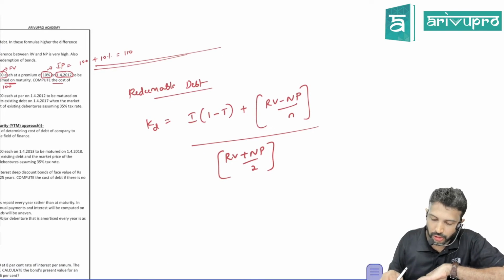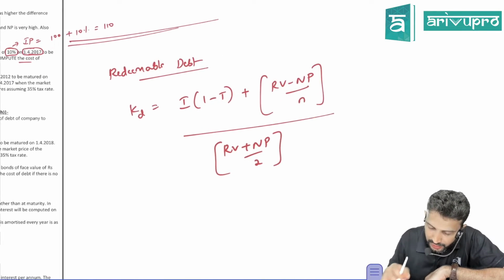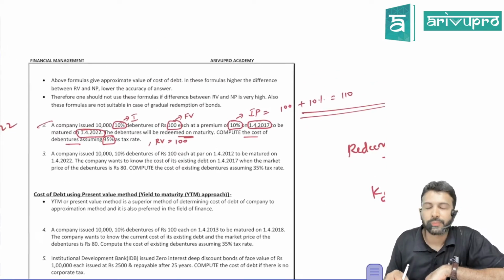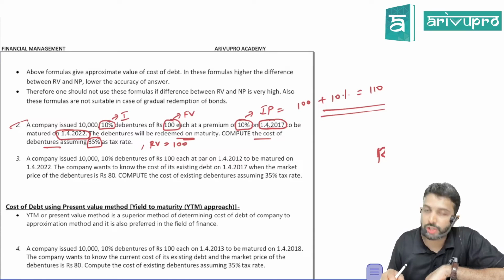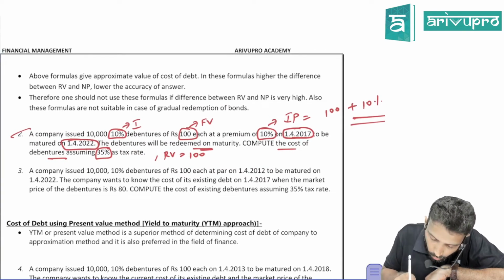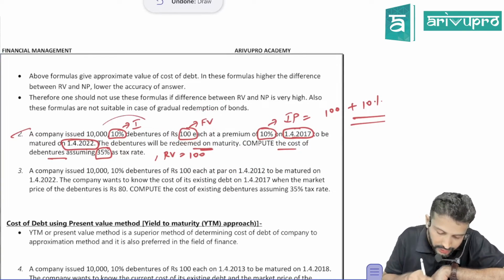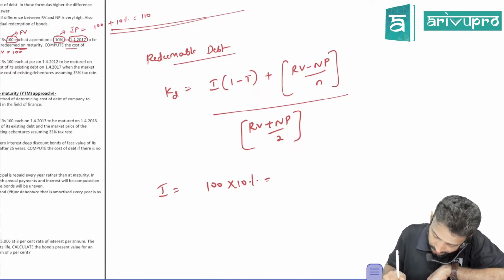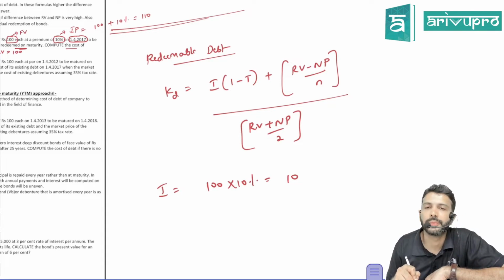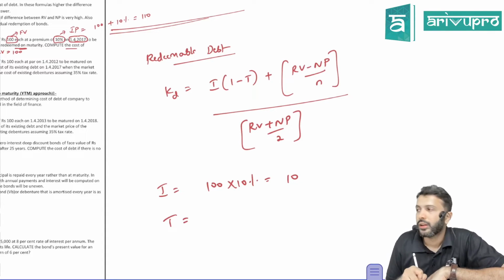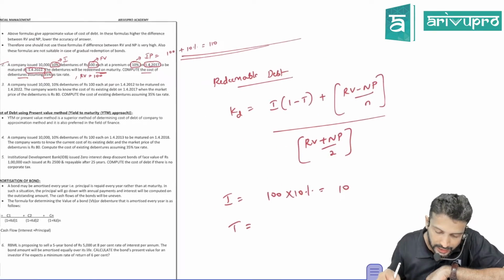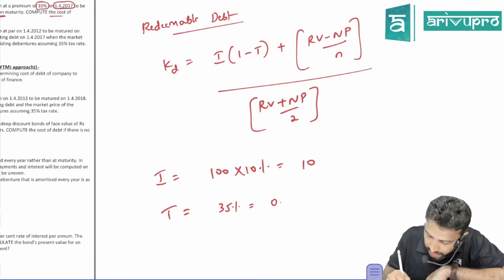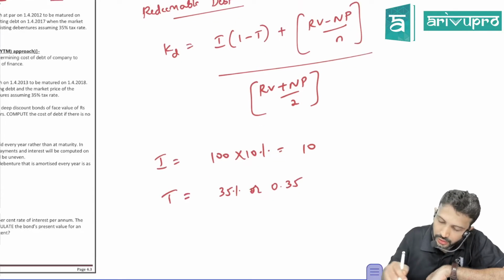So can we plug in those numbers now? Or maybe once again for our reference, we will write I is equal to what, sir? I is equal to interest amount. Interest you will calculate on the issue price or on the face value? What is the face value? 100. What is the interest rate? 10%. So 10% of 100 is how much, sir? 10. That is your interest. T for tax rate. The tax rate is given to be 35%. If you want to express it in full number, it will be 0.35.